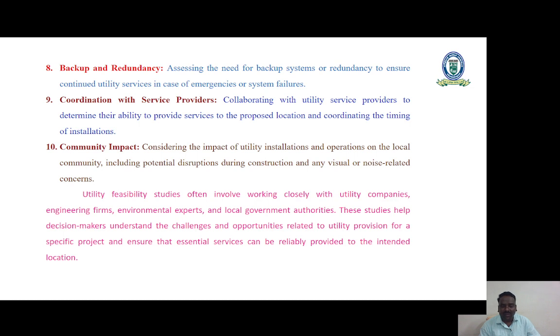So far, we have learned about the concepts of technical feasibility, managerial feasibility, locational feasibility, and utility feasibility. With these explanations on these feasibilities, I would like to conclude this module.